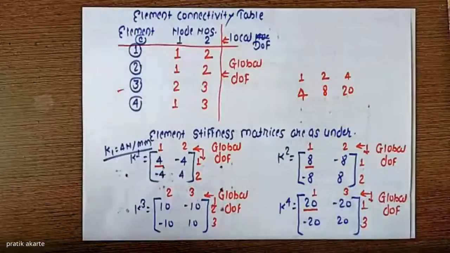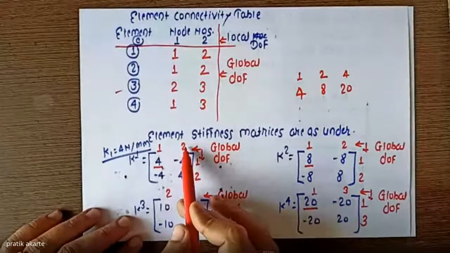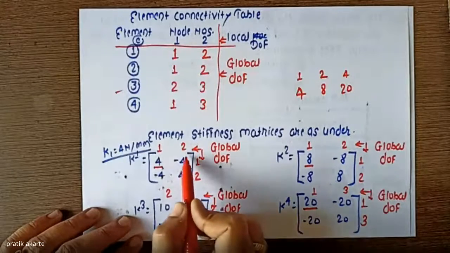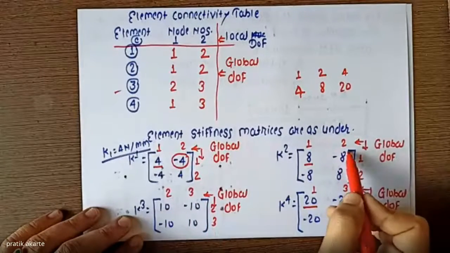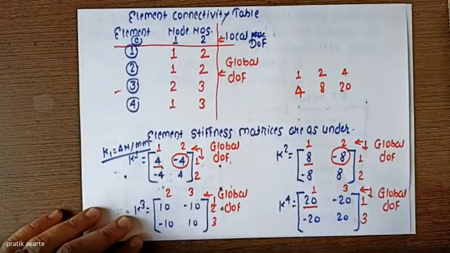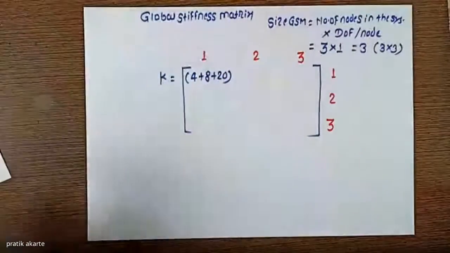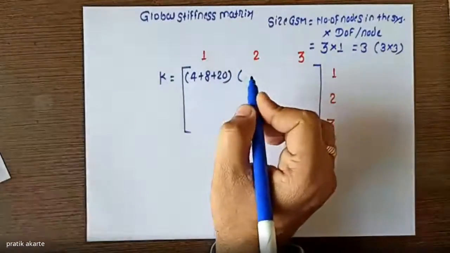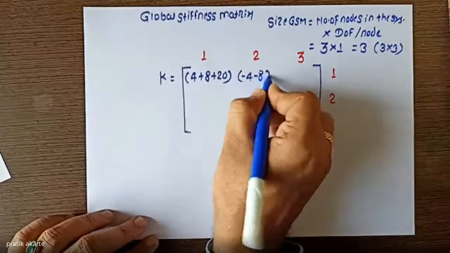2, 1. Second row, first column, this is 4. Second row, first column, minus 8. And second row, first column, not in the rest of the matrix. So we'll write it as minus 4 and minus 8.